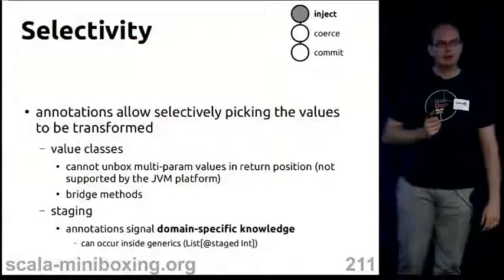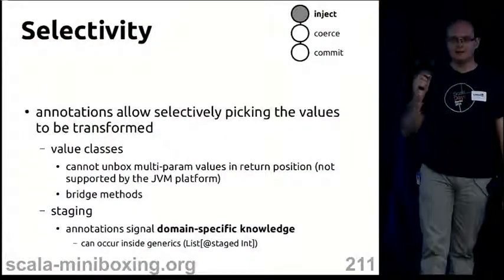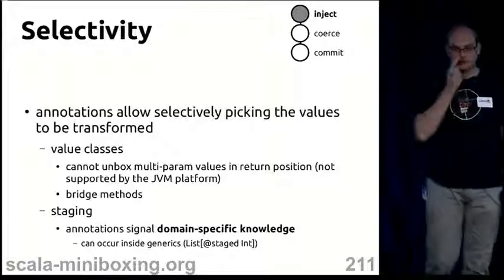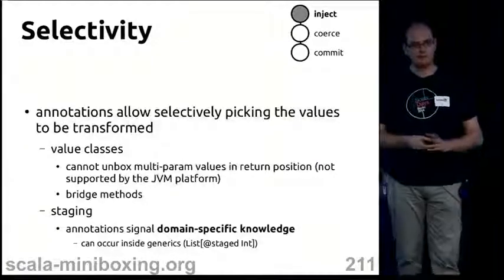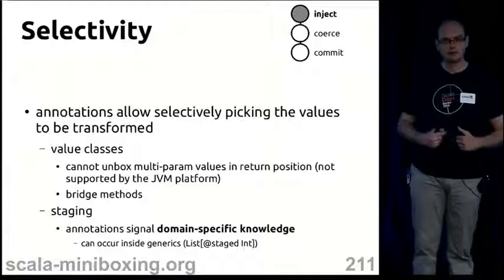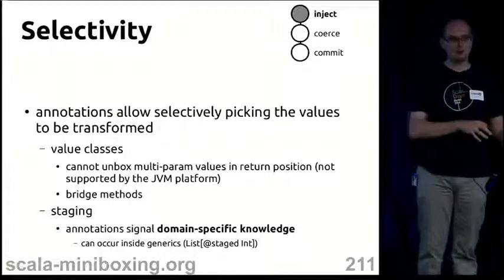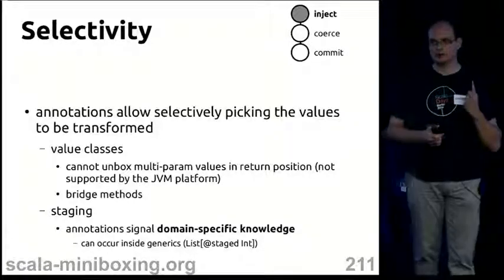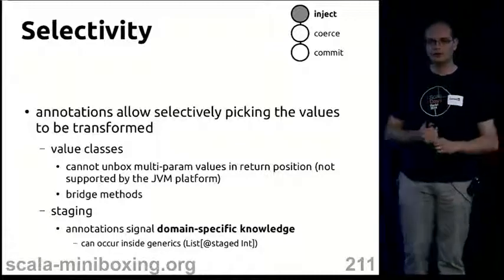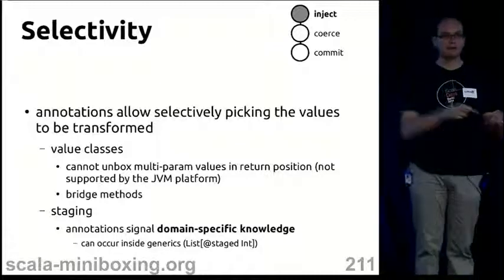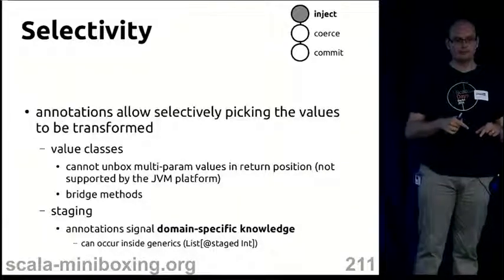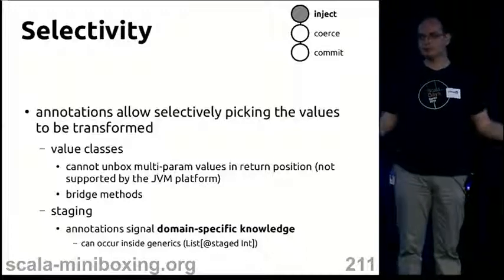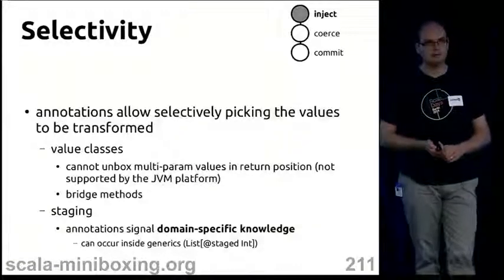Selectivity. Well, annotations allow us to pick the exact values that we want to unbox, that we want to transform. So, for example, with value classes, we had the problem that the Java virtual machine does not allow multi-slot return. So we cannot, for example, in the example of complex, return two doubles from a method. We can only return one stack slot. So the way we handle that is by adding a simple rule: if the value class has multiple parameters and it's in return position, don't mark it. That's it. Don't annotate it, and it works.